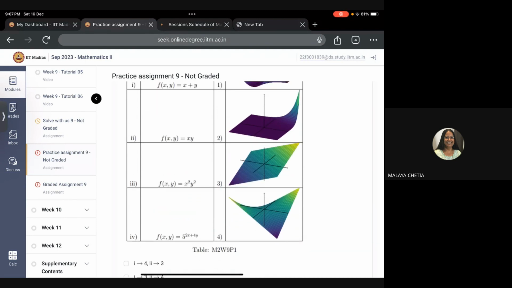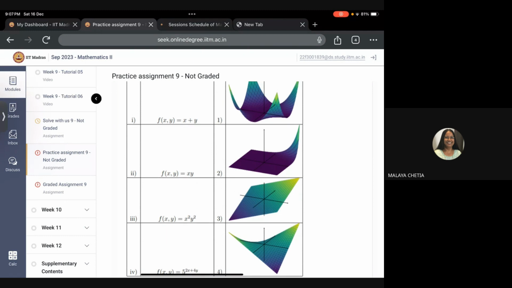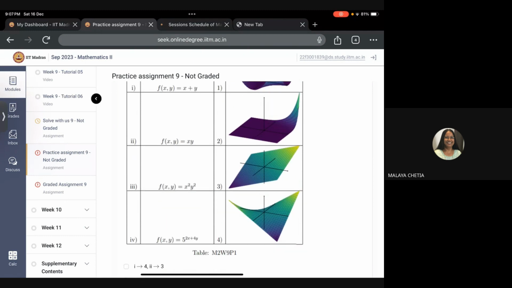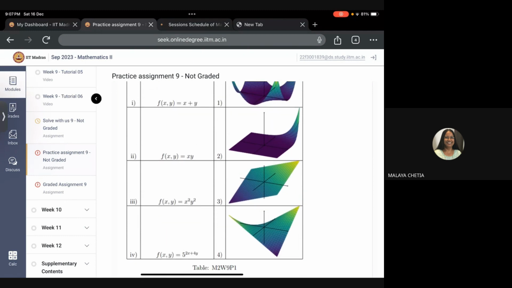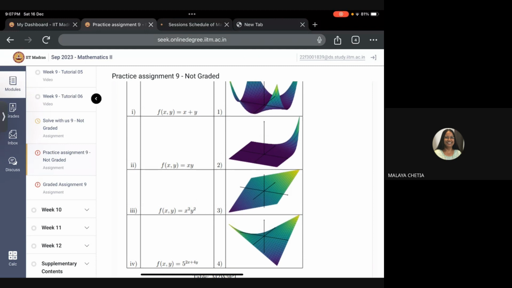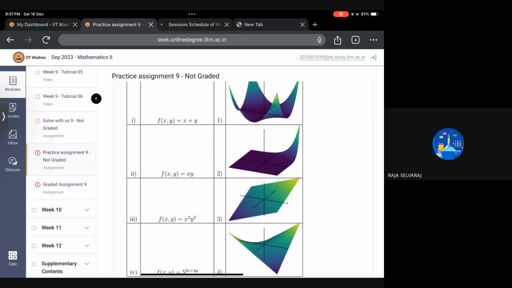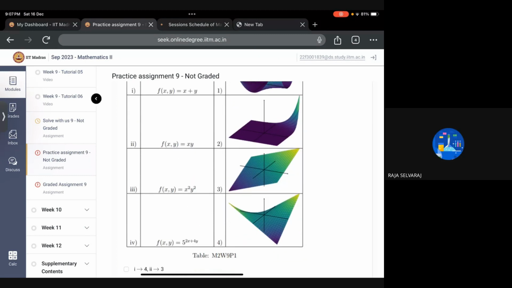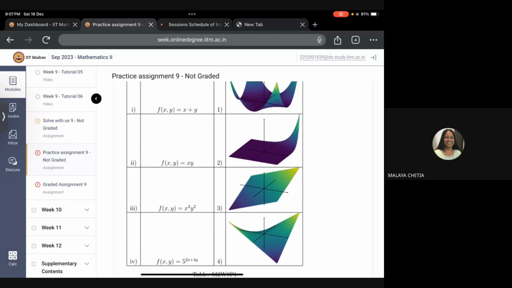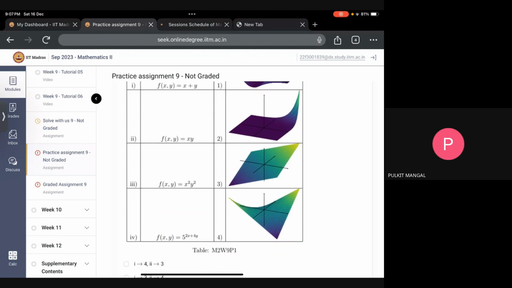For the shape, four parabolas are there, right? It is an exponential function, right? So this function, the fourth option, is the exponential function.